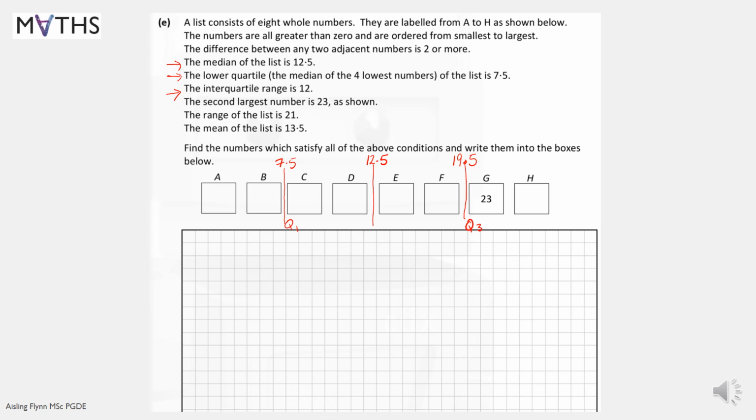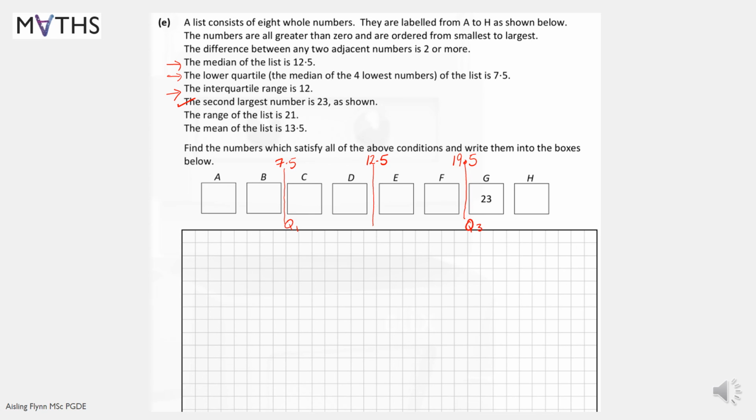Second largest number is 23, that's grand. The range of the list is 21, we'll come up to that in a minute, and the mean of the list is 13.5. So where to even start? Okay, and it's trial and error and figure it out. Okay, I'm going to work here with the 23.